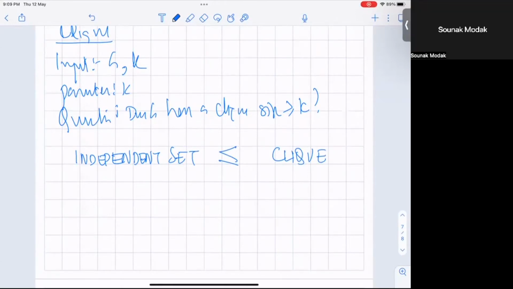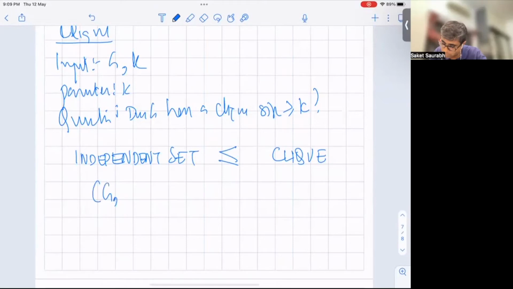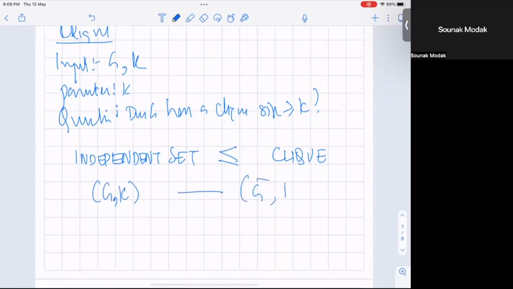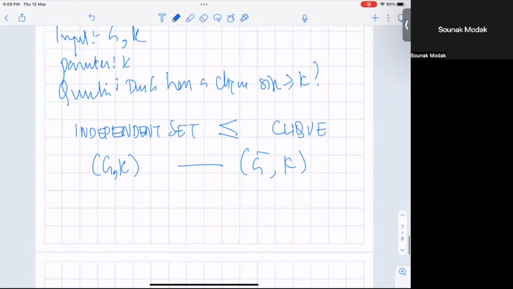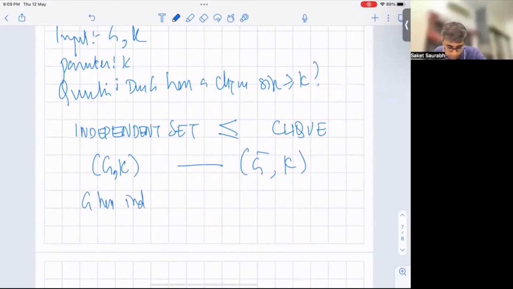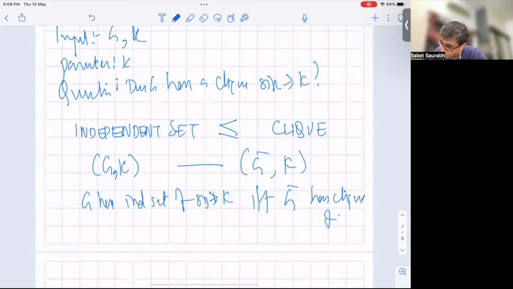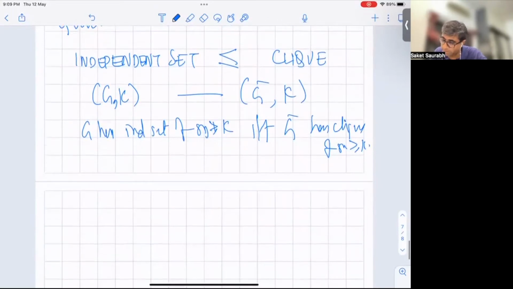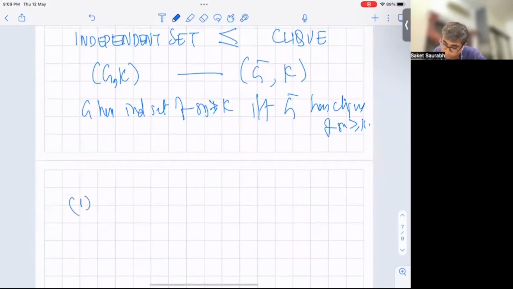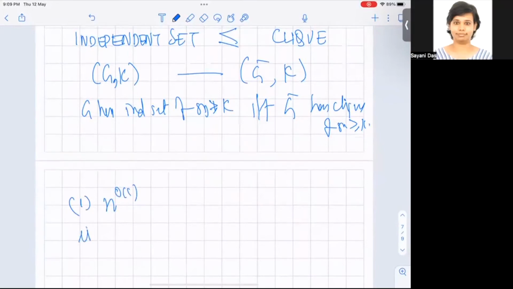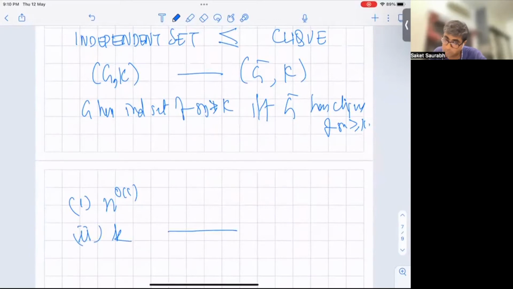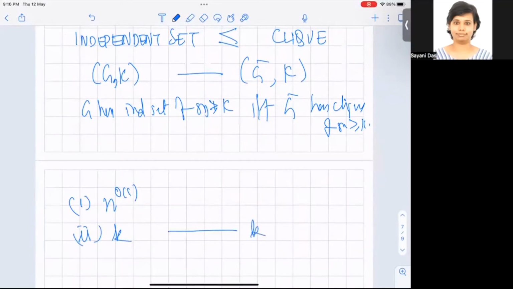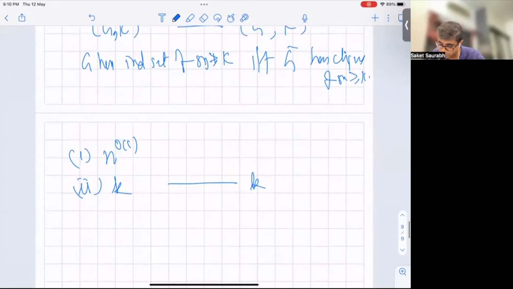Independent set instance G and K, and take the complement of the graph; instance same, parameter same. So G has an independent set of size at least K if and only if G bar has a clique of size at least K. What is the running time of this reduction? What does K go to? K. So is this an FPT reduction? Yes.